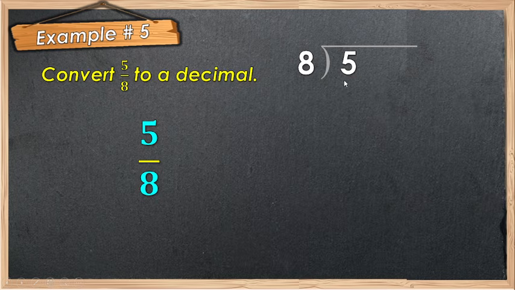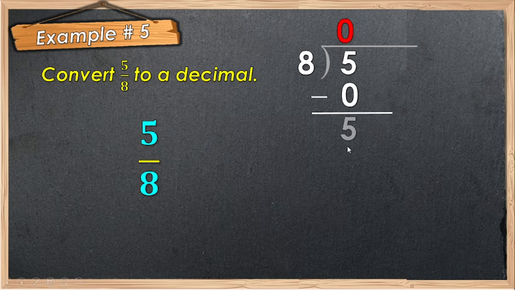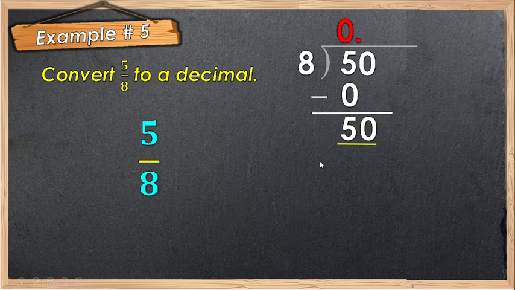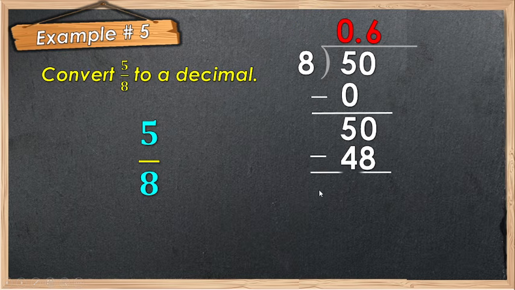So 5 divided by 8, the answer is 0. 0 times 8, the answer is 0. Subtract 5. Then add 0. So you need to place the decimal point. So bring down 0. 50 divided by 8, the answer is, correct, the answer is 6. 6 times 8, the answer is, correct, the answer is 48. Then subtract. 50 minus 48, the answer is 2.